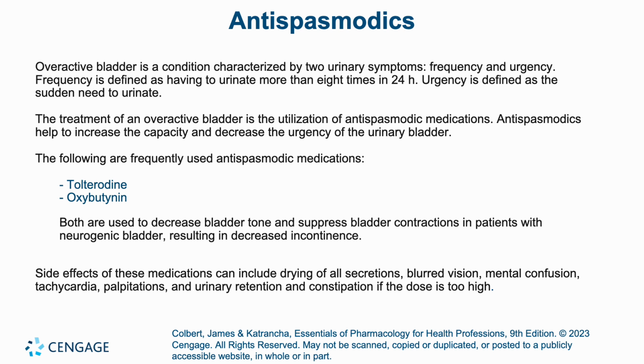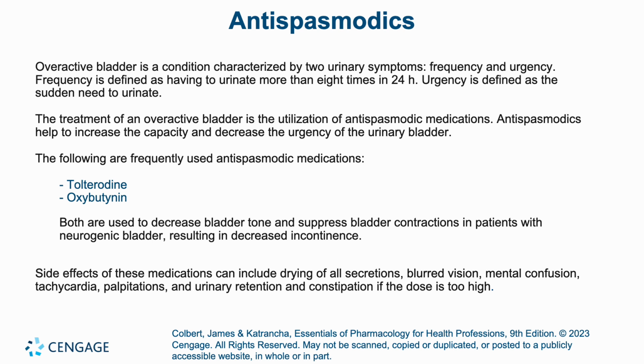And even beyond just the sudden need to urinate, urgency is this sensation of suddenly I need to pee and I have to go right now. If I don't go right now, I'm going to have an accident. So it is like you can't wait once you have the sensation of needing to pee. The treatment of an overactive bladder is the utilization of antispasmodic medications. Antispasmodics help to increase the capacity and decrease the urgency of the urinary bladder.